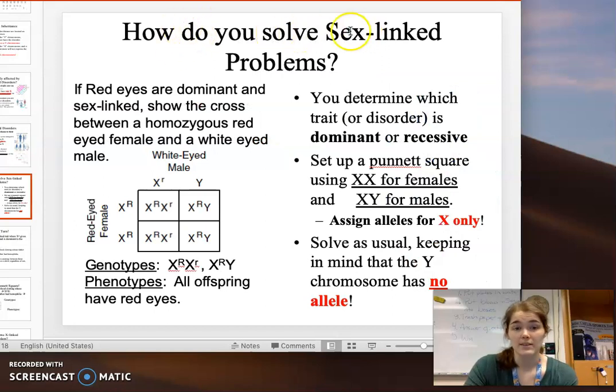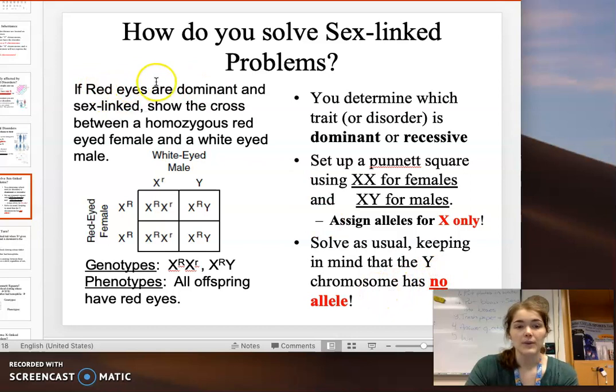So how do you solve sex-linked problems? Well, you first determine if the trait is dominant or recessive. You set up a Punnett square where you say XX for female, XY for male. You assign the alleles to the X's only. So if you notice on here, it's X big R and X little r, Y. The Y doesn't get an extra letter because it's simply saying to code for testosterone. The Y chromosome has no allele.